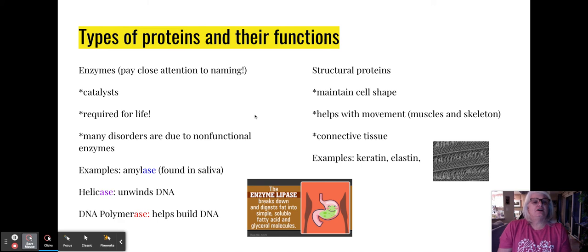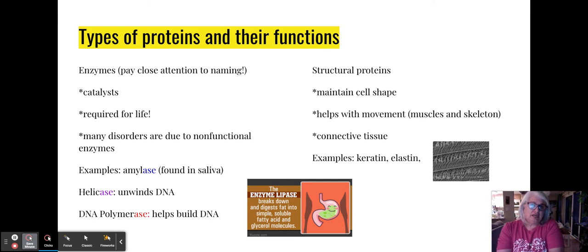The other one I want to talk about really briefly is structural proteins. This is what helps maintain cell shape. It helps to maintain muscular and skeletal shape. It helps with skeleton formation and cartilage. It's involved in a lot of your connective tissue. Your connective tissue is basically structural proteins.